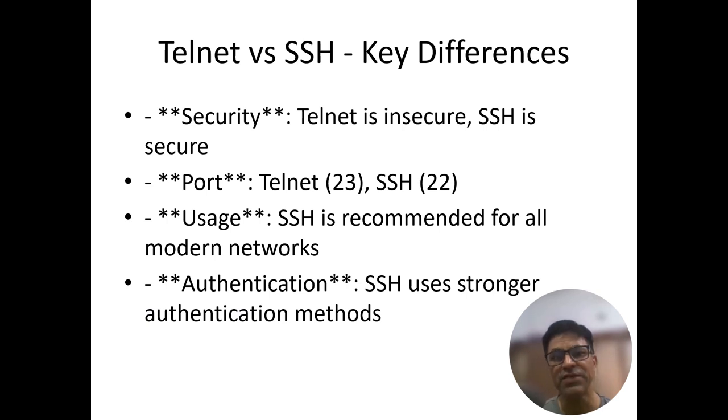Telnet and SSH key differences. Telnet is insecure, SSH is secure. Port: Telnet is 23, Secure Shell is 22. Secure Shell is recommended for all modern networks. Authentication: SSH uses stronger authentication methods.